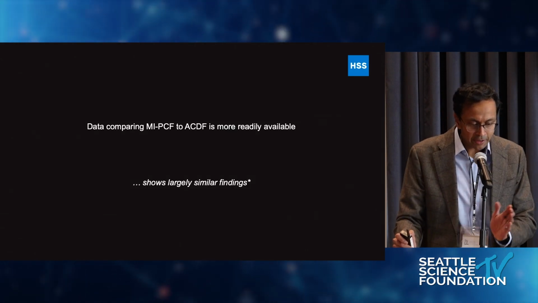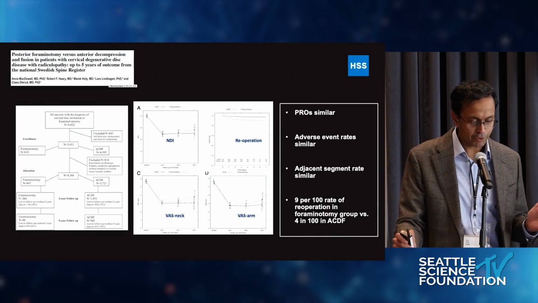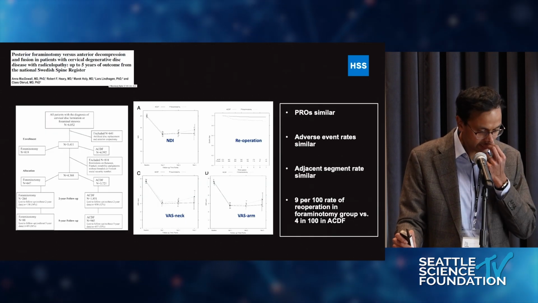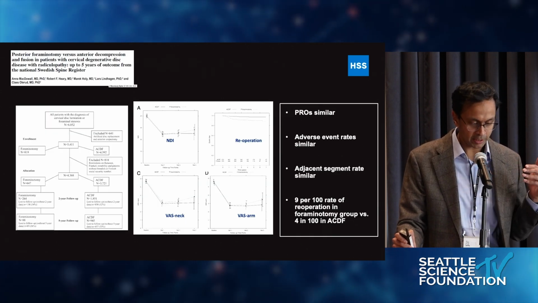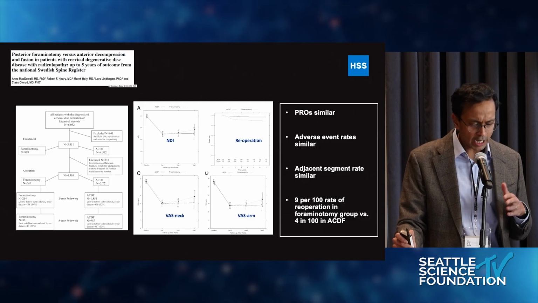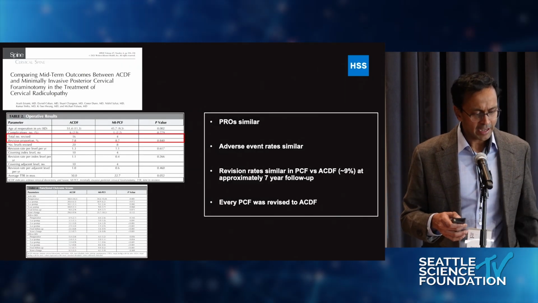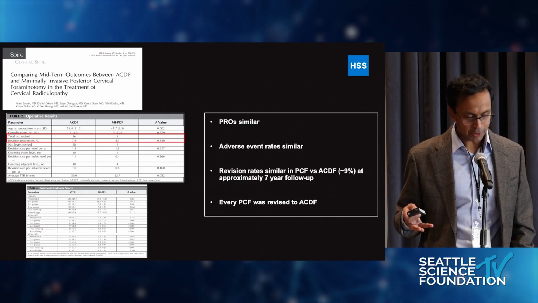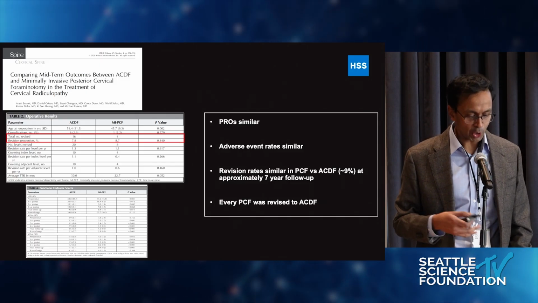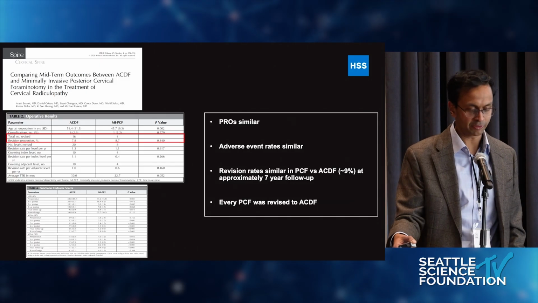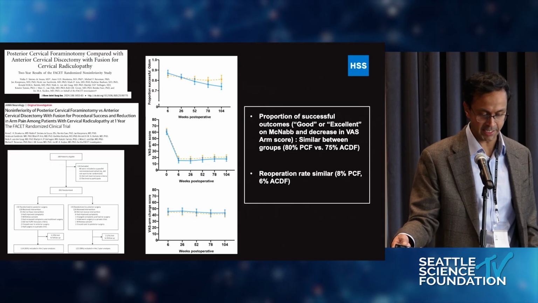There's more data comparing foraminotomy and ACDF, showing, again, largely similar findings. I'll kind of flip through this, but reoperation rates have been shown to be similar in a few different studies. And I think the other important thing in all these papers, the point that I'd want to highlight, is that most of them are revising their posterior cervical foraminotomies to ACDF.